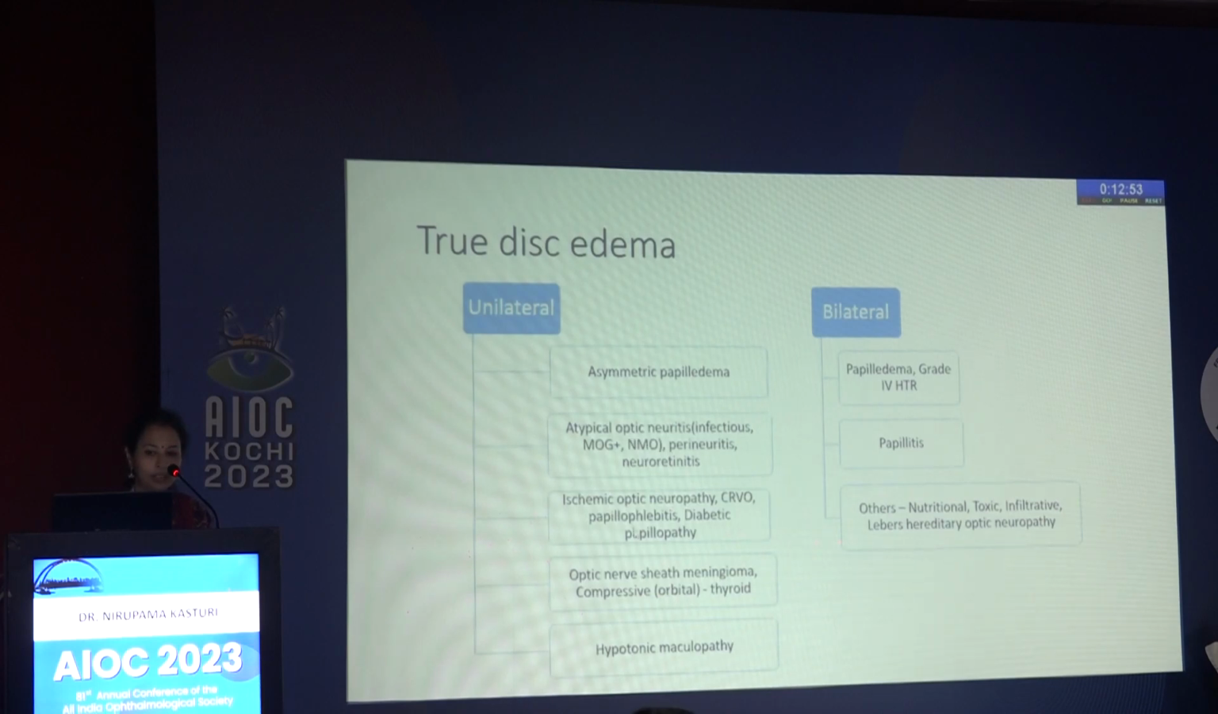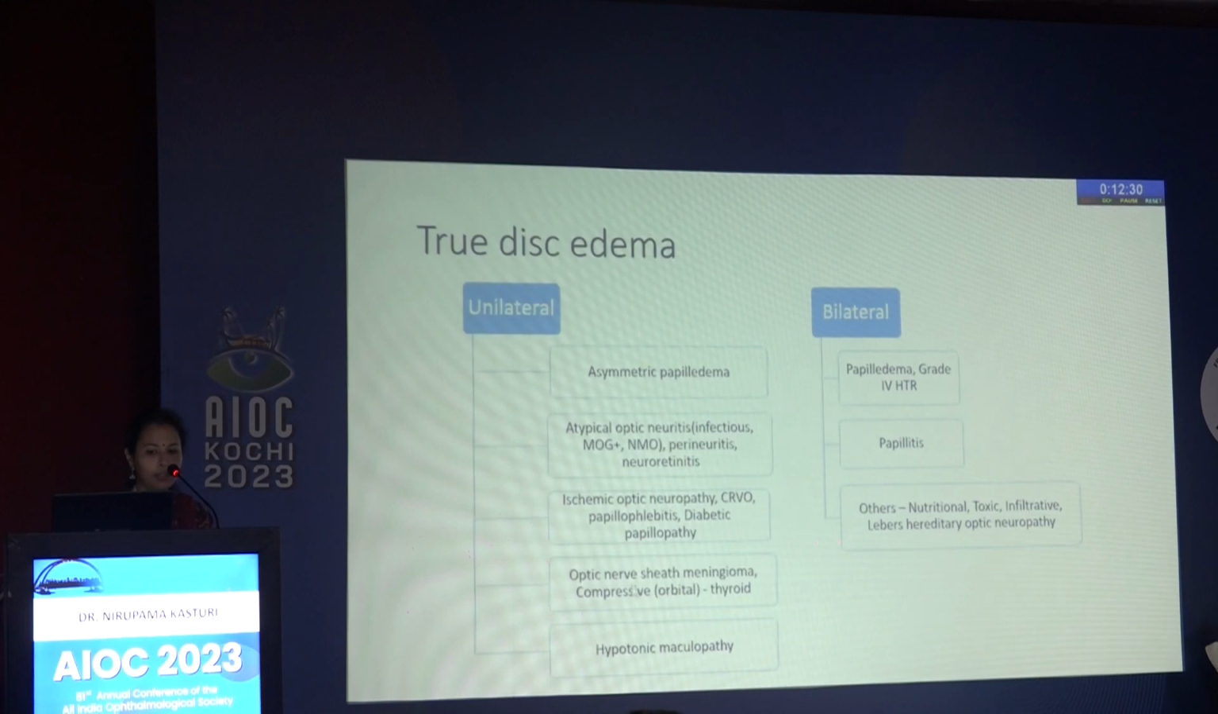And ischemic causes like NAION or AION, and central retinal vein occlusion, the variation known as papillophlebitis, can present with only disc edema and hemorrhages and cotton wool spots around the disc. And of course, diabetic papillopathy. All these are ischemic causes of unilateral disc edema.